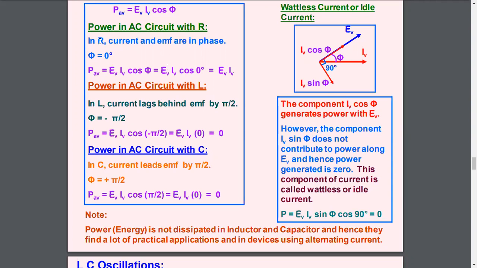So, as we have already discussed, power across a resistive circuit will be maximum. Why? Because the phase difference between the alternating voltage and alternating current is zero. That is, phi equal to zero, so cos phi equal to 1. And therefore average power is ERMS into IRMS, where V stands for virtual. Virtual value is called the effective value of alternating current.